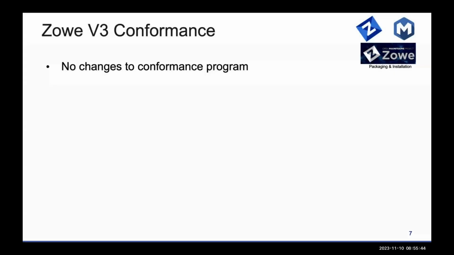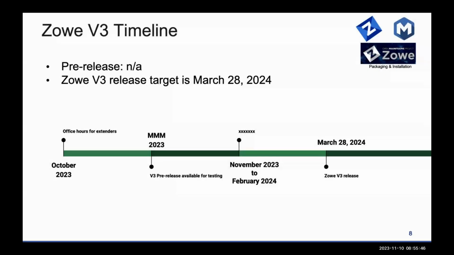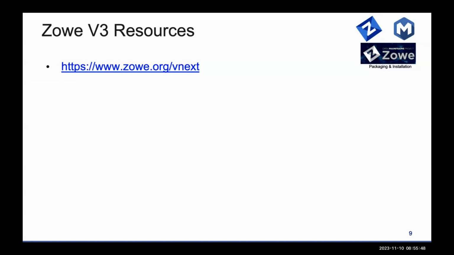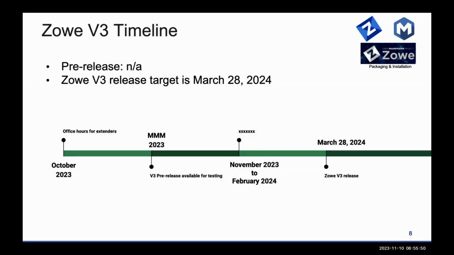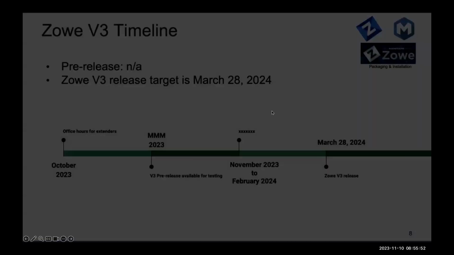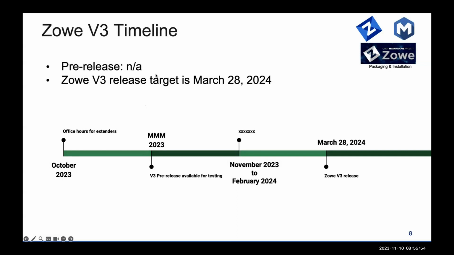And there's no changes to our conformance program. And I think everything else is the same here with the other squads. Same timeline. We're going to have a pre-release as soon as possible. I think like App Framework, it'll probably be sometime early December. And I can update the slide with that information.